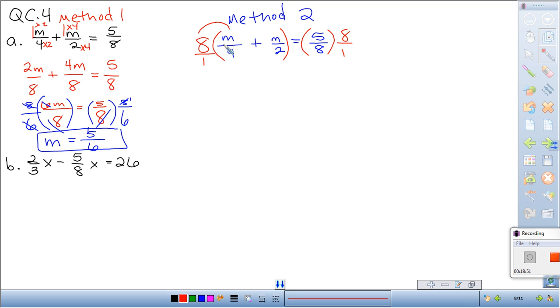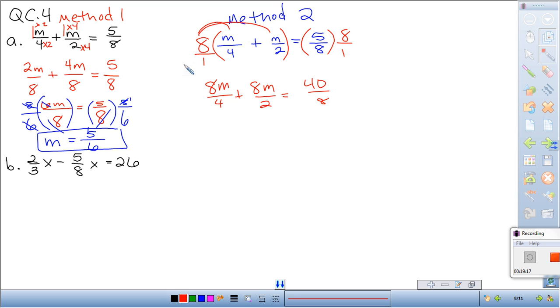8 times m is 8m. 1 times 4 is 4 plus, distribute the 8 times the other fraction. 8 times m is 8m. Divided by 1 times 2 is 2 equals 5 times 8 is 40. Divided by 8 times 1 is 8. So again, we could have cross-canceled all these fractions, and we get the same thing that we're about to get.